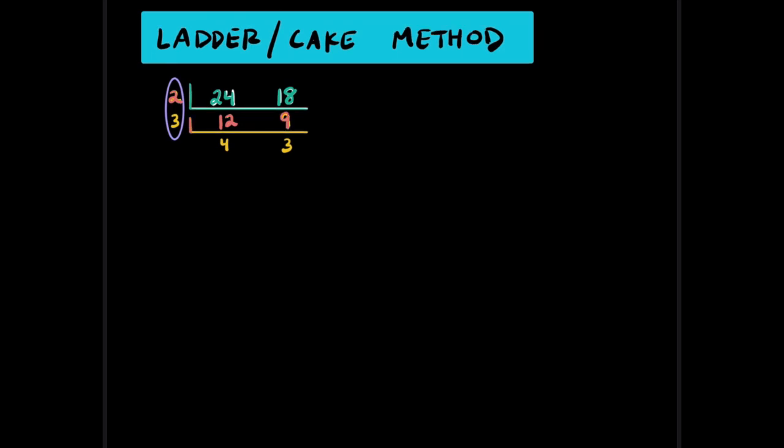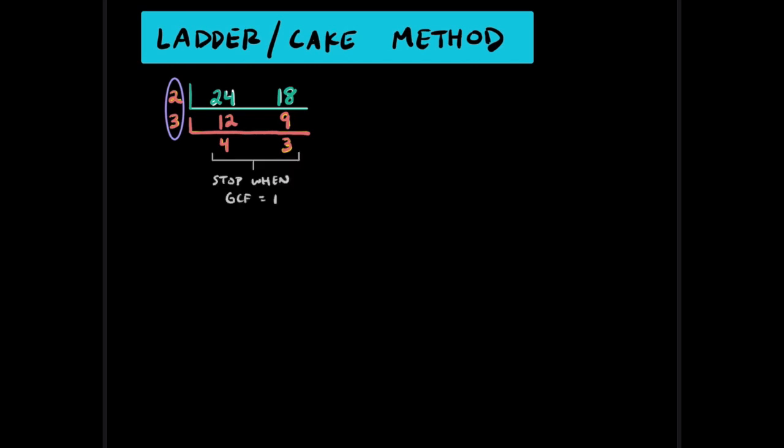Once you've written the 12 and the 9, you create another layer of the cake, or another step on the ladder. This is where you repeat the process until you can't anymore. What common factors can you think of for 12 and 9? The only one I can think of here is 3. 3 goes into 12 4 times, so I'll write a 4 down here, and 3 fits into 9 3 times, so I'll put a 3 down here.